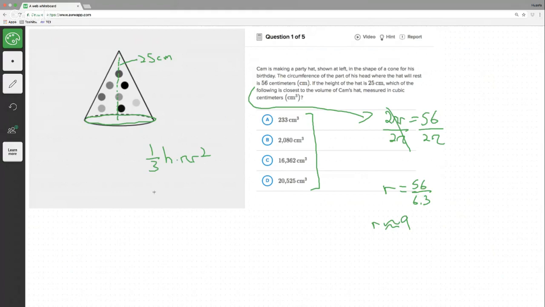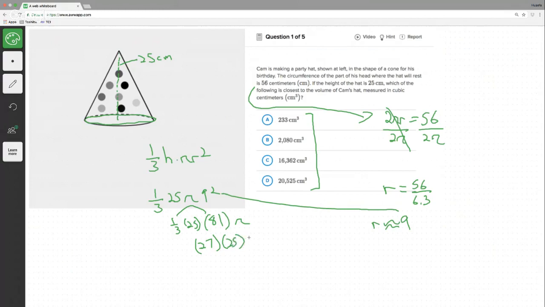Now let's go over here, and we're going to plug in everything. 1/3 times our height, which is 25, times pi times 9 squared. So we're plugging everything in, right? The 9 goes here. What's 9 squared? That's 81, times 1/3 times 25, and then we still have a pi here. I can multiply the 1/3 times 81 because that's divisible by 3. So 1/3 of 81 is 27. So 27 times 25, and then times pi.